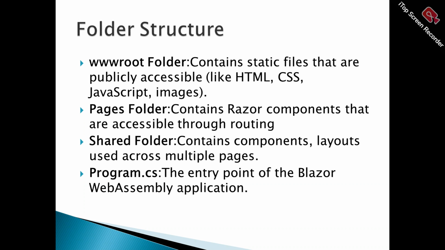The wwwroot folder contains images, static files, and JavaScript files. Then we have the Pages folder, which contains our pages. Basically in Blazor we call them components, and their extension is .razor. We can access them through routing, meaning they contain routes on each page.